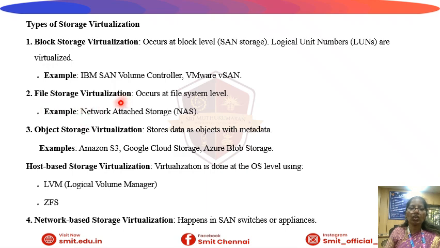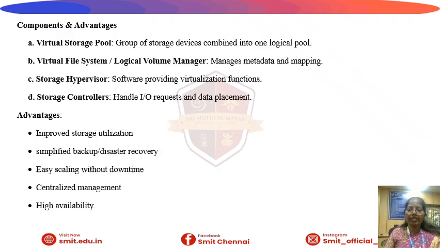The next one is file storage virtualization. It occurs at the file system level. Example, network attached storage is a file storage virtualization. Object storage virtualization: the data as objects with the metadata are stored. Example, Amazon S3, Google Cloud Storage, Azure Blob Storage are object storage virtualization. Host-based storage virtualization is done at the operating system level using logical volume manager and ZFS. The last one is network-based storage virtualization. It happens in the SAN switch or appliances.